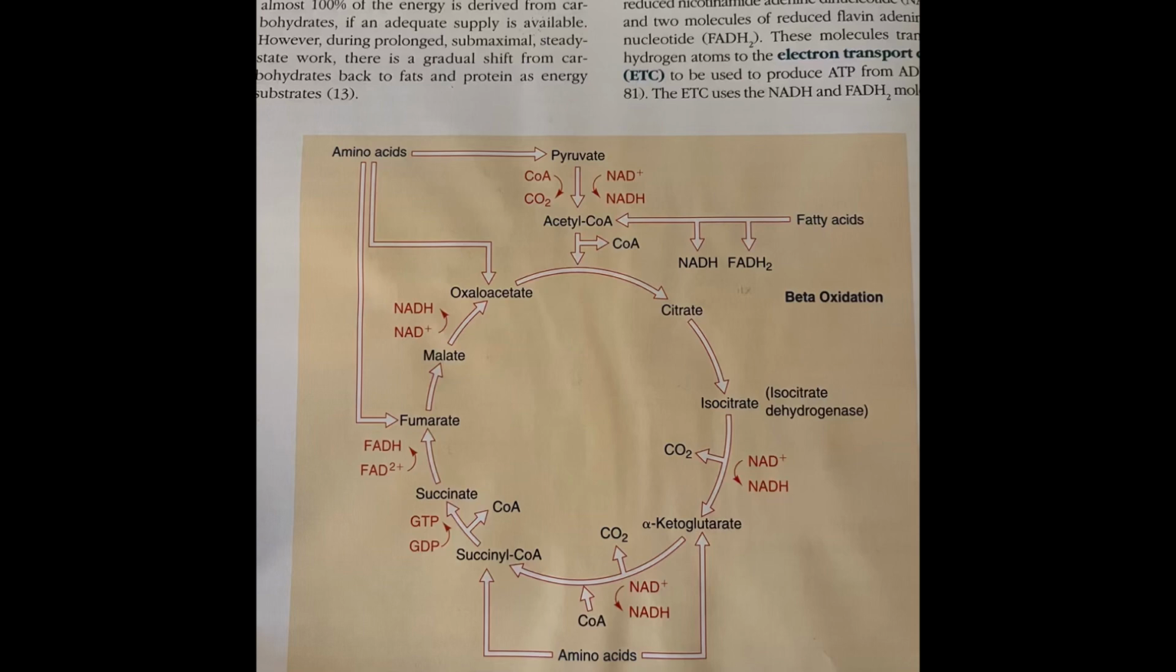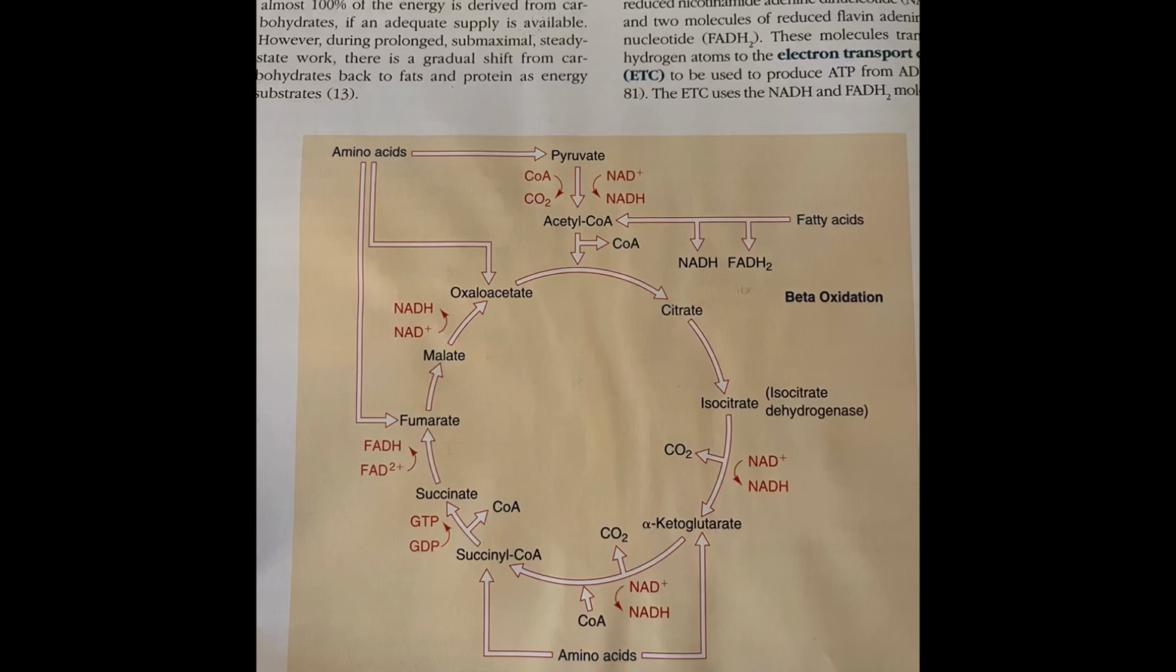Step 4: oxidative decarboxylation of alpha ketoglutarate. Alpha ketoglutarate dehydrogenase complex catalyzes the conversion of alpha ketoglutarate to succinyl-CoA. This reaction also involves decarboxylation and the generation of NADH. Those NADHs are going to be important.